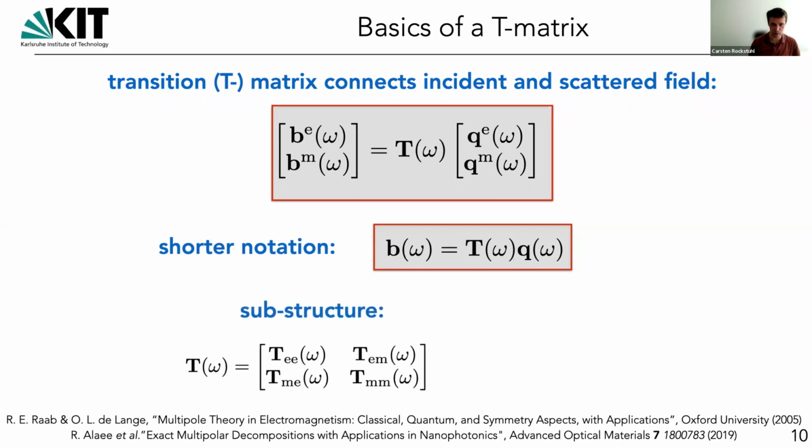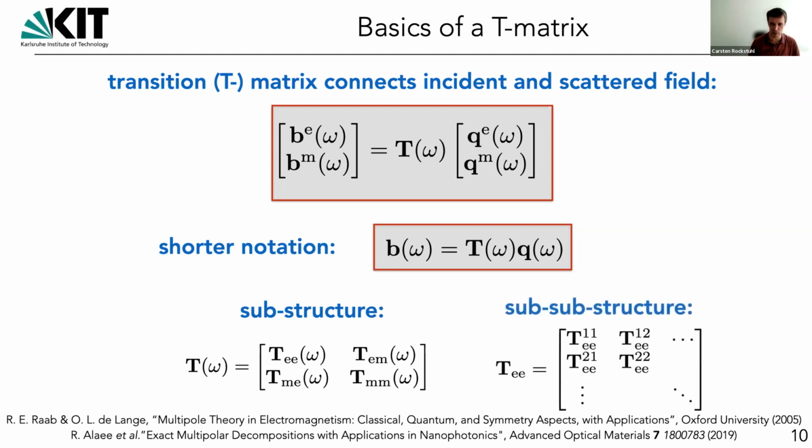So I just would like to remind you that this T matrix has a kind of complicated structure. So first of all, it has a substructure where it tells you how the electric multipoles of the incident field are scattered into electric multipoles in the scattered field, and also the magnetic interaction here. But then, of course, you also have the electromagnetic coupling terms that are important for many applications.